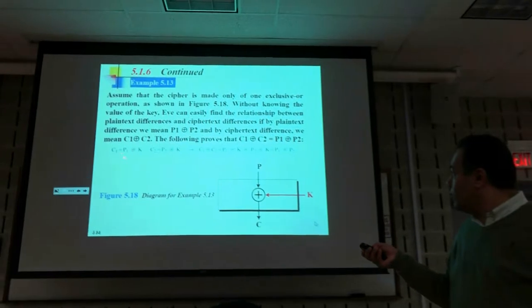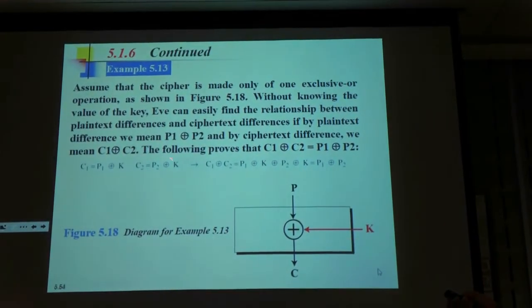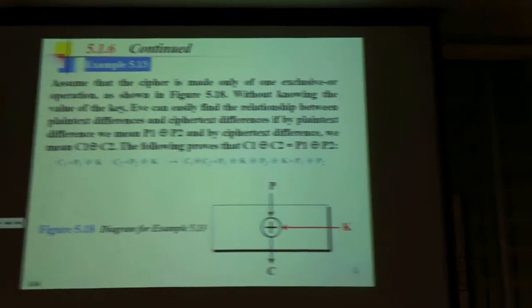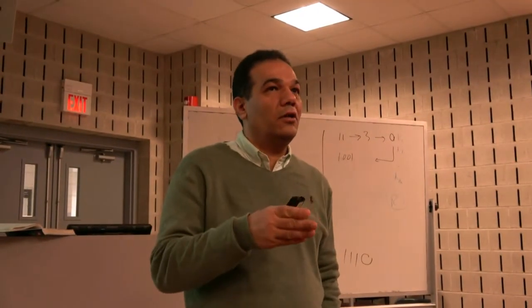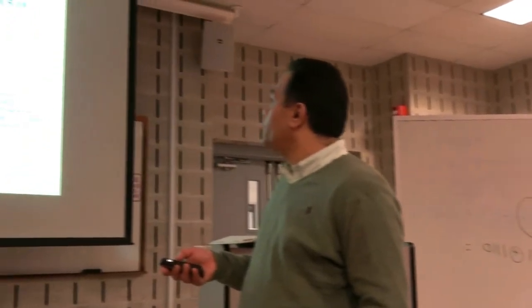C1 equals plain text 1 XORed with K, and C2 equals P2 XORed with K. You put them in here. When you do the operation, what happens with the K and the K? They cancel each other. So what you end up with is P1 XORed with P2. So you could do further analysis that we call differential analysis, and you'll be able to find that.